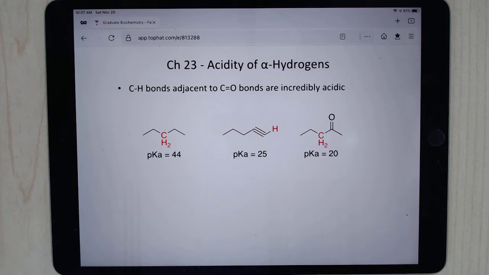Hello, this is chapter 23 of the second edition of the Top Hat textbook. In this one, we're going to be talking about the acidity of alpha hydrogens. And what we mean by that is the acidity of CH bonds immediately adjacent to C double bond O's.